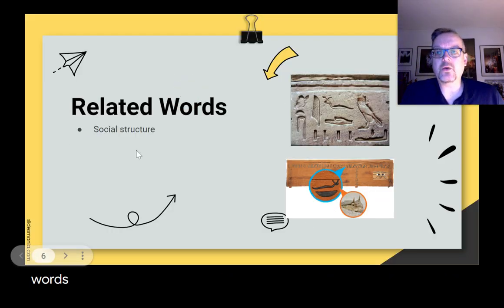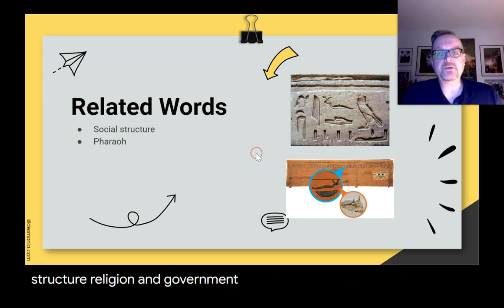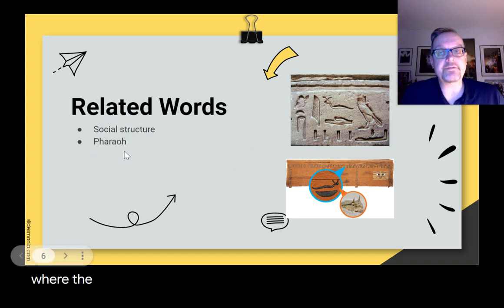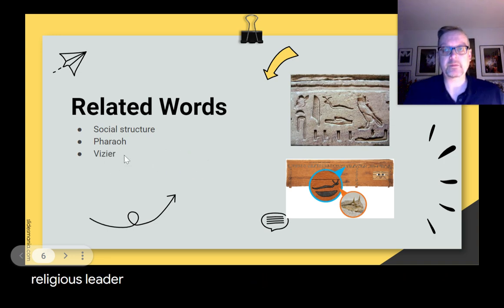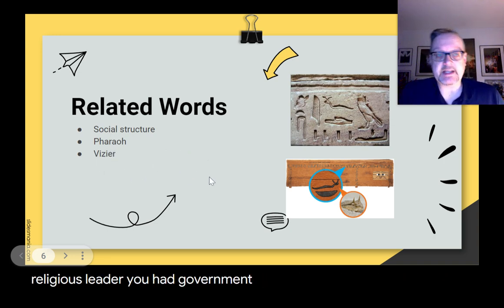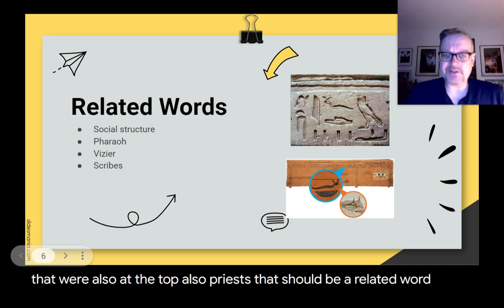Related words. Well, one aspect we haven't really touched upon is social structure. Religion and government influenced their social structure, where the pharaoh was at the top. He was both a political leader and a religious leader. You had government officials like the vizier, and scribes that were also at the top. Also priests. That should be a related word, I forgot to add that.